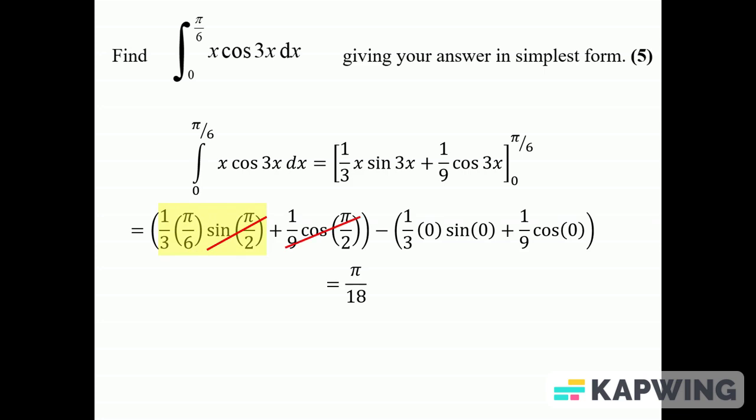Cos of pi over 2 is 0, so forget about that term. Sine 0 is 0, and there's a 0 as well, so that term's definitely 0. And then I've got minus a ninth of cos 0. Cos 0 is just 1, so I've got minus a ninth.